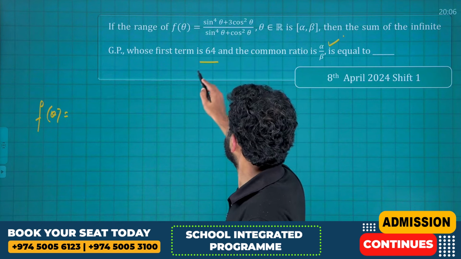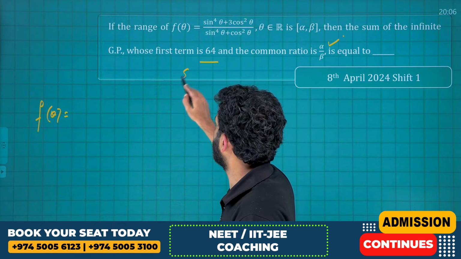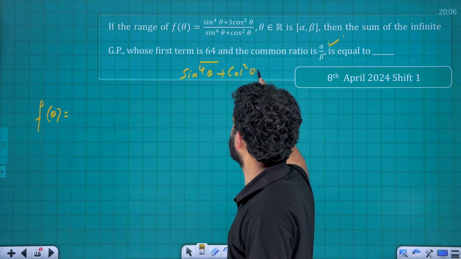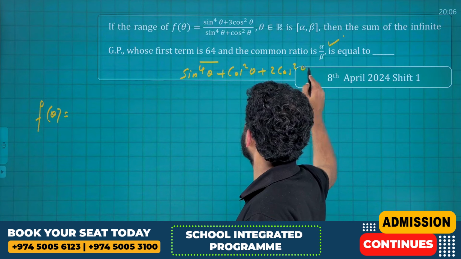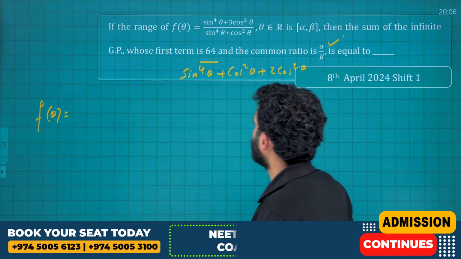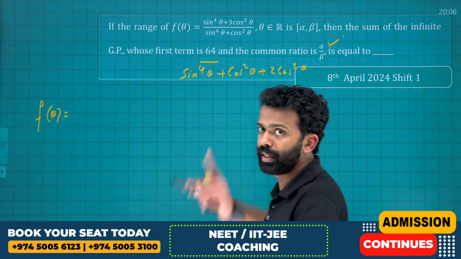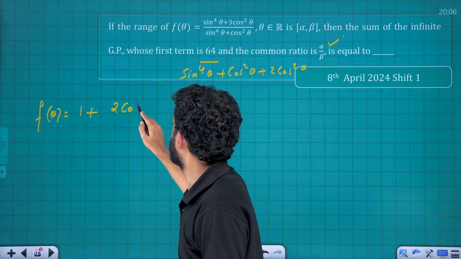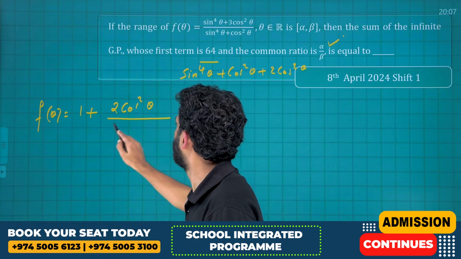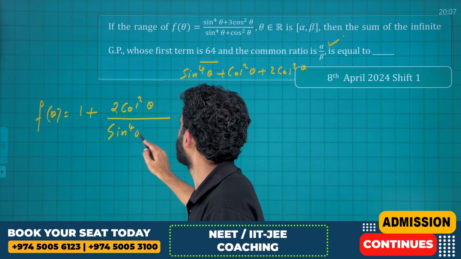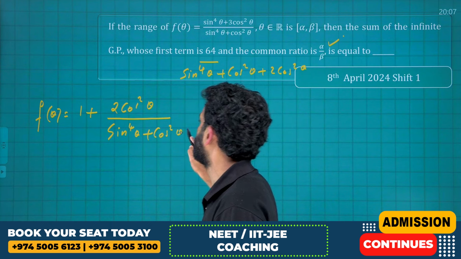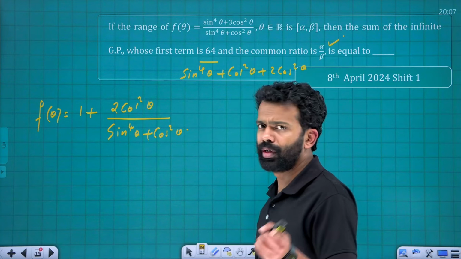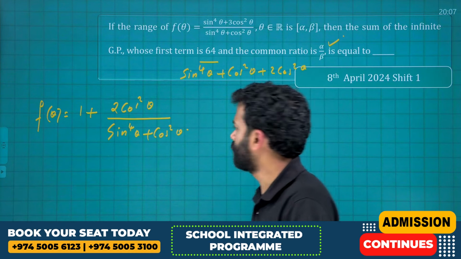So sin raised to 4 theta plus 3 cos square theta can be rewritten as sin raised to 4 theta plus cos square theta plus 2 cos square theta. If you divide it with the denominator, this and the denominator are the same, therefore that becomes 1. 1 plus 2 cos square theta divided by sin raised to 4 theta plus cos square theta. Instead of differentiating, I think we can apply some algebraic techniques here.